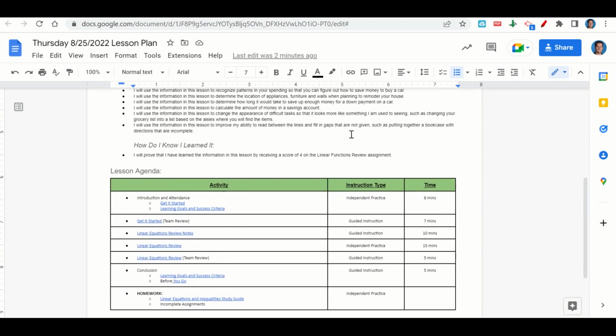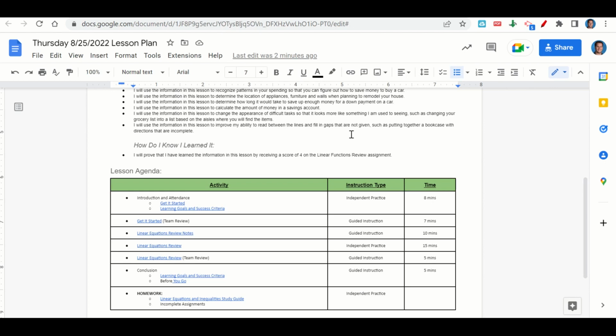Now let's take a look at our agenda for today. We will begin by going over our learning goals and success criteria. While we do that, you'll fill out your Get It Started. Once you've completed your Get It Started, we'll go over it together and answer any questions that you may have. After that, we'll go over the linear equations review notes, and then I'll give you time to complete the linear equations review assignment.